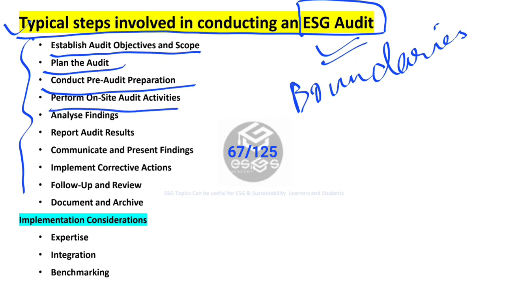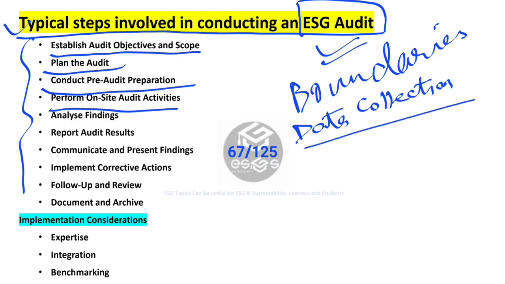Then we perform on-site audit activities. In this, we consider the field work, data collection and verification. In the field work, we conduct on-site visits, interviews and observations to gather evidence and assess ESG practices firsthand. In the data collection, we collect the quantitative and qualitative data related to ESG metrics, targets and performance indicators. Also, in the verification stage, we verify the accuracy and completeness of the data and information obtained during the audit process.